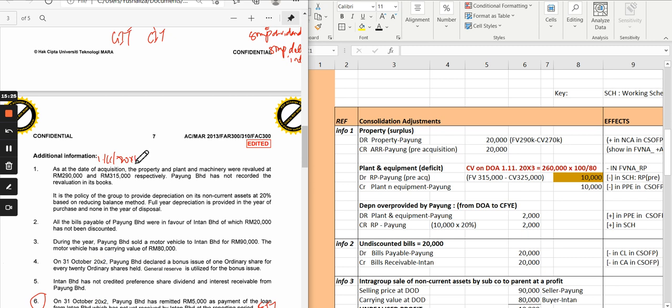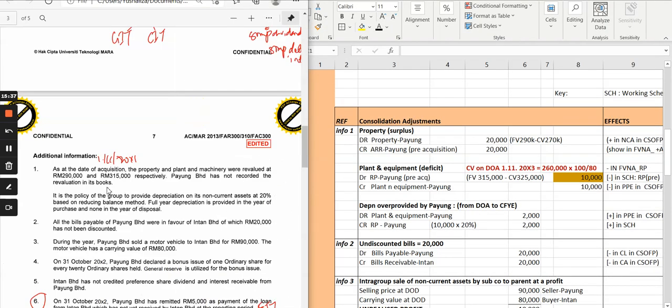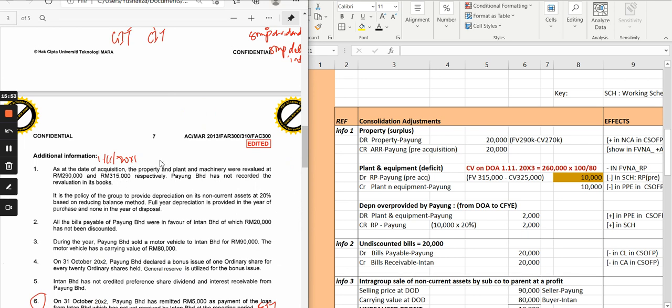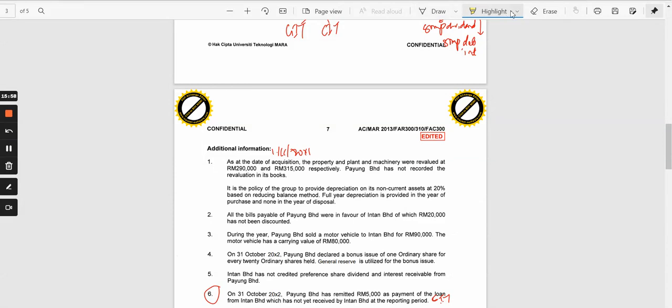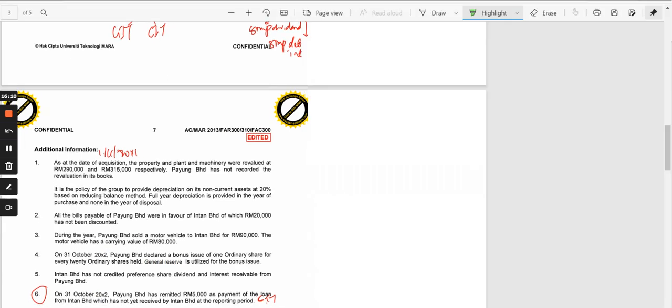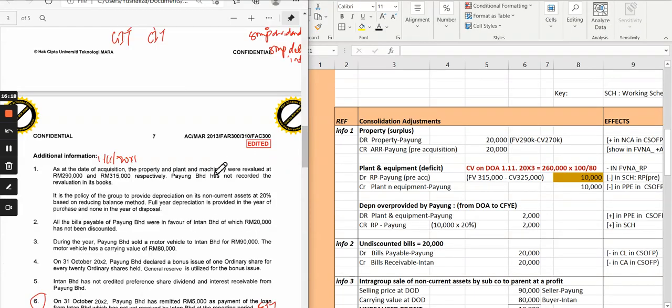The property, plant and machinery. So let's just use a highlighter so that we can highlight important information here. Okay, you have the PPE. Oh, I don't know what happened to this highlighter, never mind. Still not working. Okay, just use the pen then. Take a different color. So you have the property, plant and equipment that were revalued at 290,000.